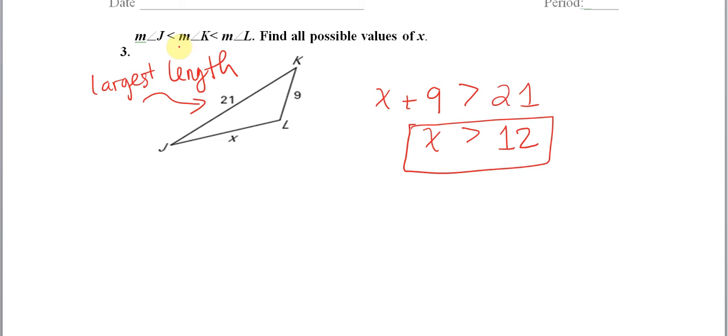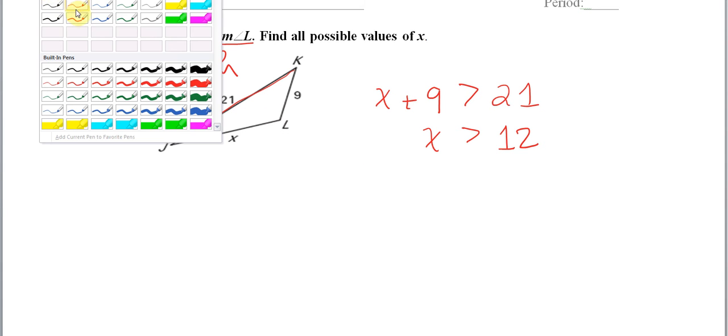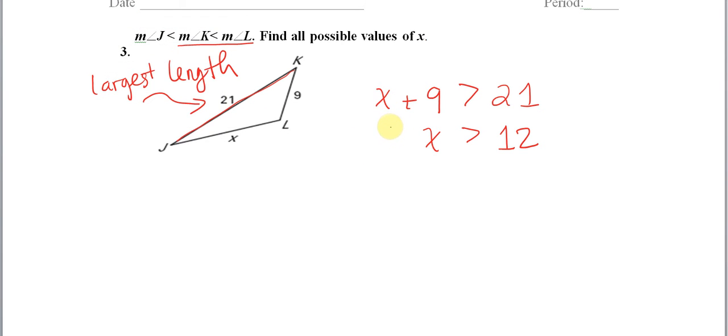We know that angle K is less than angle L, so we then know that 21 must be the largest side, so it must be greater than x. So I should amend my solution just a little bit and say that x has to be greater than 12, but it can't be bigger than 21. Okay? So it's like the middle side of this particular triangle.